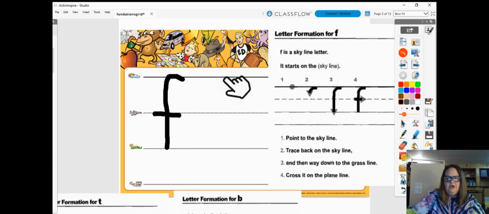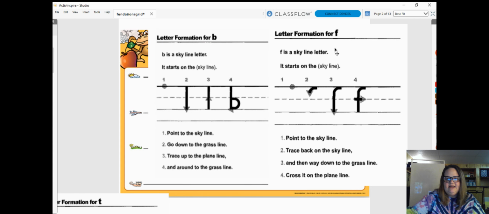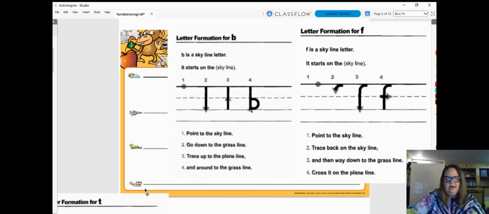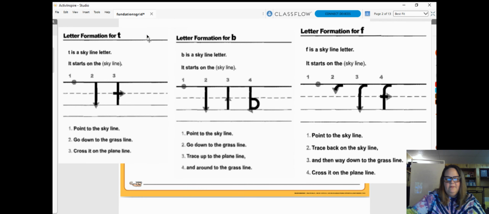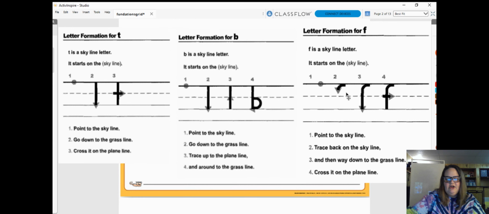Today, when you are working by yourself to practice, I would like for you to practice making your T, your B, and your F. I'm going to leave these right here at the end of the video. So if the person helping you at home would like to help you verbalize and go through those steps as you make your letters, that would be great. If they're not there to help you, that's okay. You can still follow what we did together.